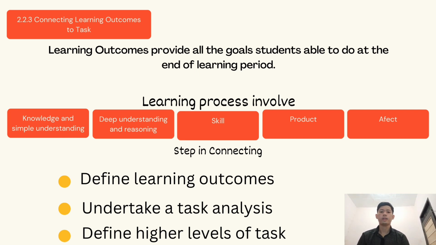And also, in connecting learning outcomes to tasks, there are some steps in the process of connecting itself. The first one is envision. Envision is imagining what the students in the learning period look like. And the next one is exercise, so we can have several particular activities in the learning process, so that there will be better student results.